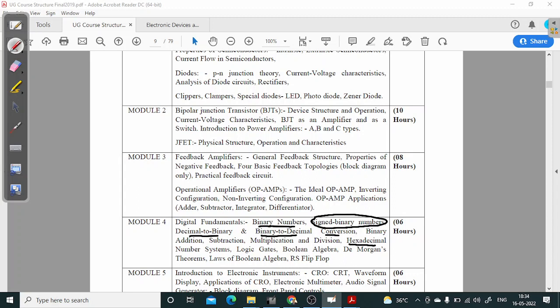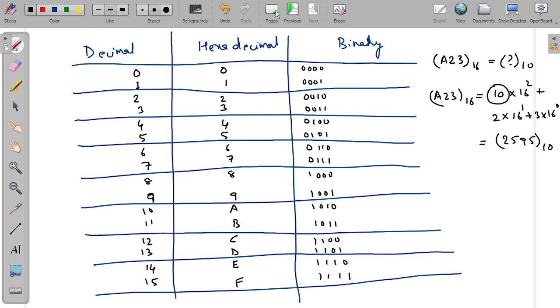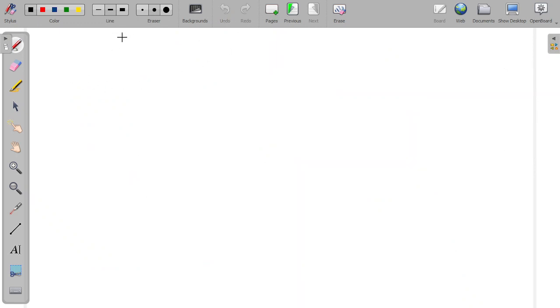Then hexadecimal number systems are over, and apart from this we have also seen the octal number system. So we are left with signed binary numbers. Then we will come to the arithmetic of binary numbers, that is binary addition, subtraction, multiplication and division. Signed binary numbers, so we can cover this portion today itself.